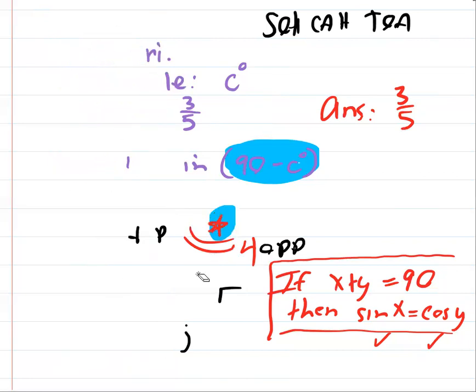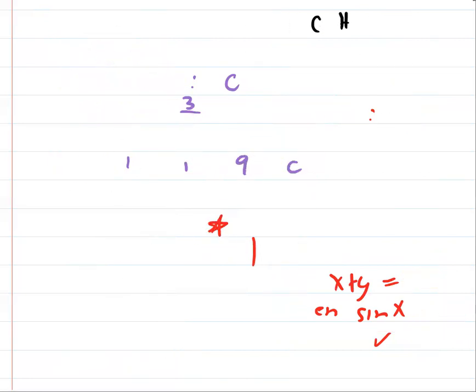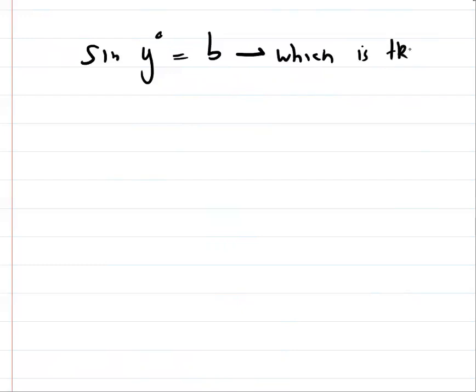So now let's go to another example that involves both of those things. So this example would say, let's say that the sine of the angle that we're talking about is equal to b. So whatever the sine of the angle is, that's b. And the question might say, which statement is true for all values of y? And then you'll get some options here.